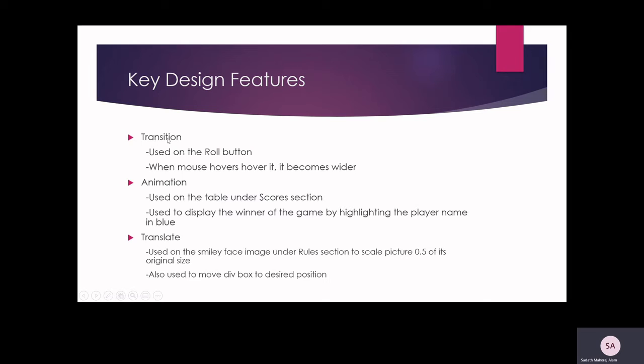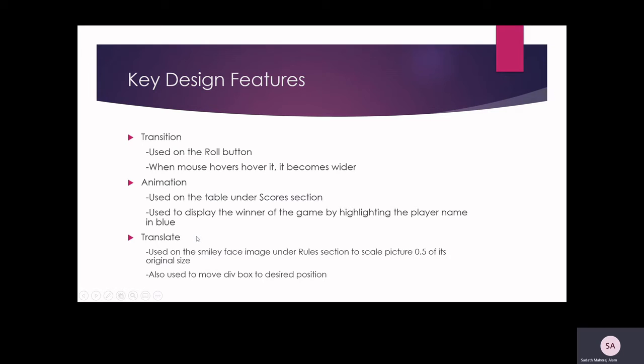The key design features that needed to be implemented in this web page were transition, animation, and translate. For transition, I used it on the roll button. Whenever a mouse hovers over it, it becomes wider. For animation, I used it on the table score section because I figured you needed to show the player something when a player won the game. I did that using animation, and it displays the winner of the game by highlighting the player in blue.